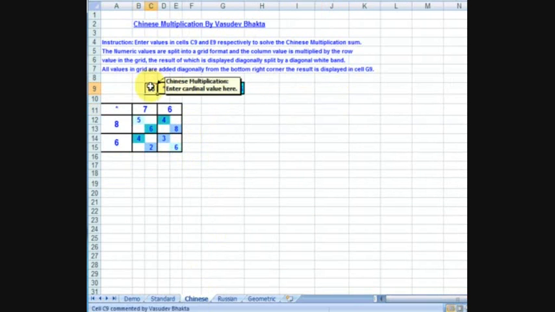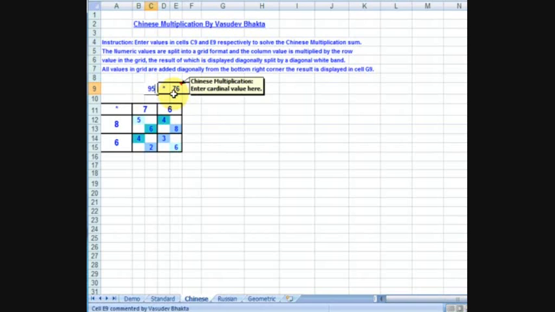Chinese multiplication. Click the Chinese tab. Here we have Chinese multiplication. The Chinese method employs a grid layout, as shown here, where each square here, here and here is divided diagonally as indicated by a diagonal white band there.